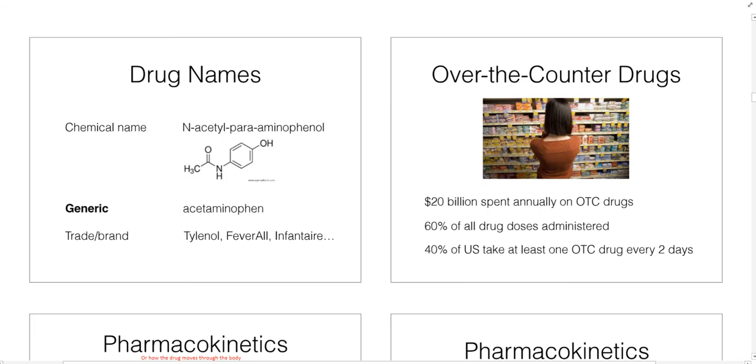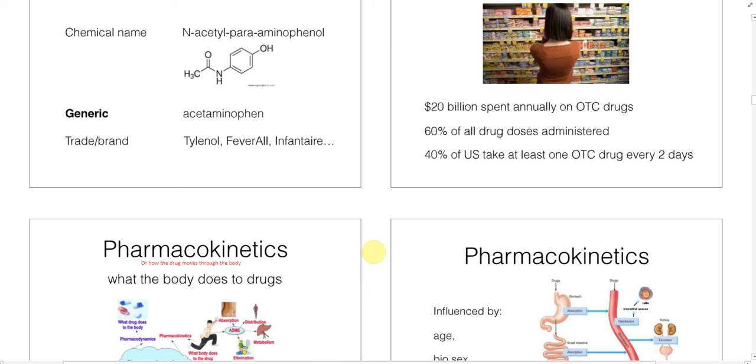Over-the-counter drugs are very, very popular. It's good that we have some. It's a $20 billion industry. And 60% of all drug doses administered, I guess, are OTC. 40% of U.S. adults take at least one over-the-counter drug every 2 days. So there's a lot of them.